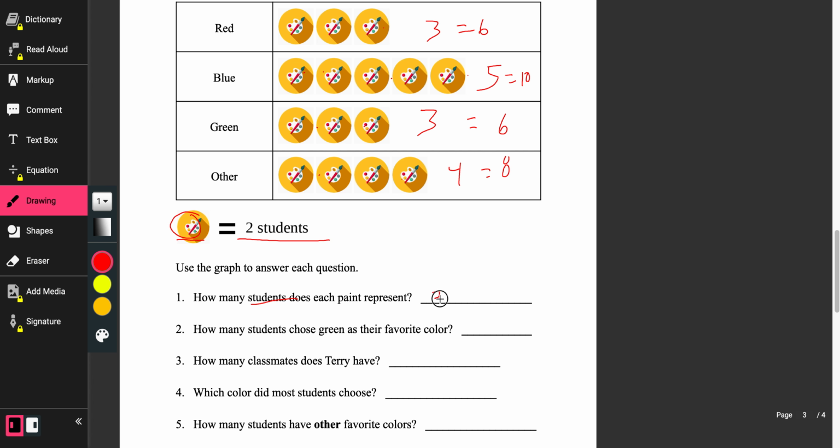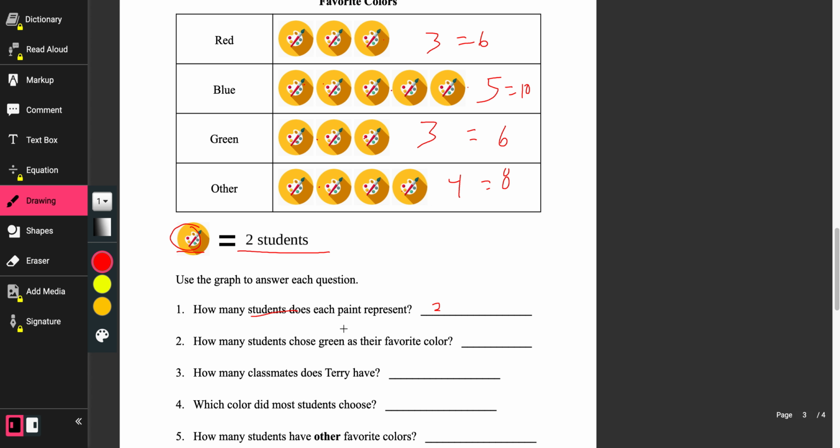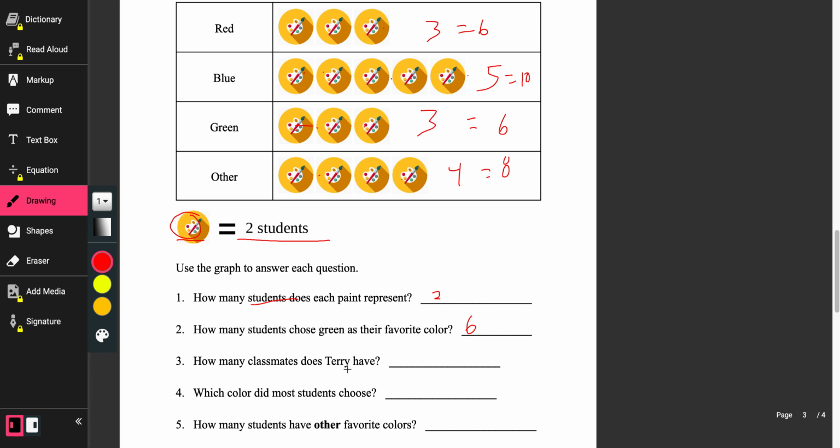So it would be 2 students. How many students chose green as their favorite color? Again, we've already done this, so there are 3 of these, but each one is 2, so that's going to be 6. It says, how many classmates does Terry have?